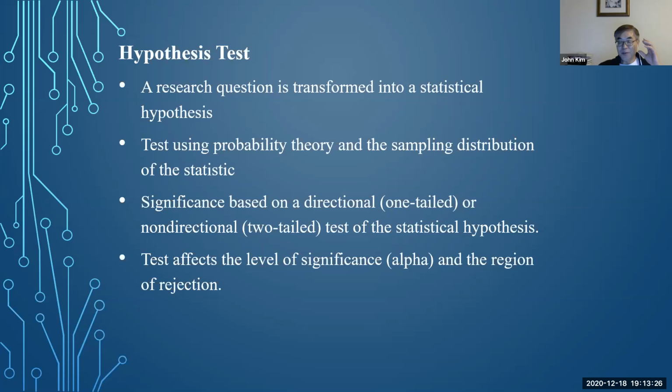maybe you remember one tail test and two tail test. One tail test is directional and two tail test is non-directional. And test the effect, the level of significance, alpha. You may know about the alpha significance level. I will tell about this one later with more examples.